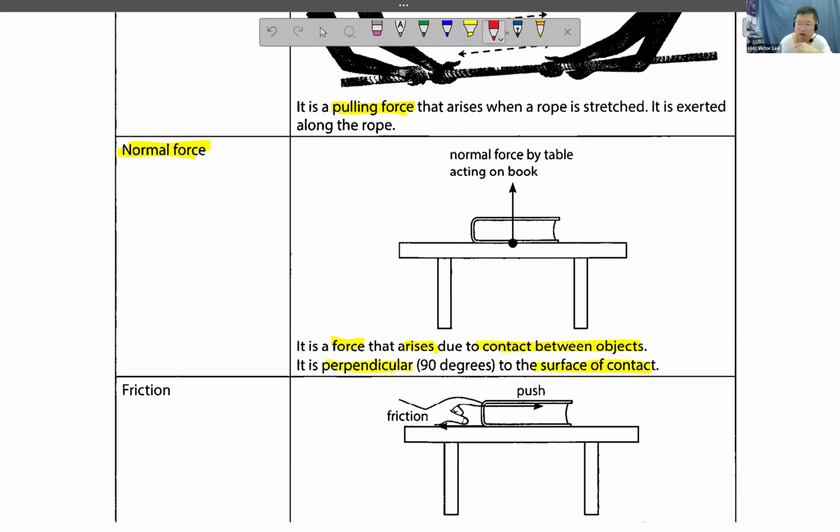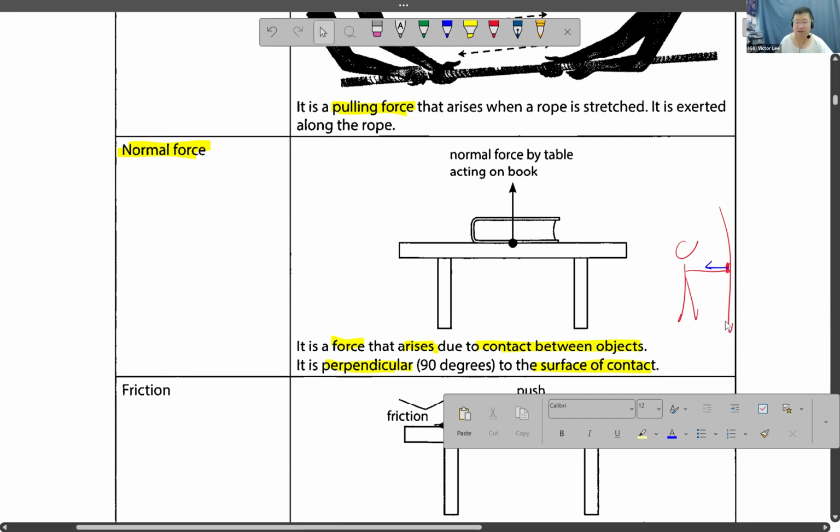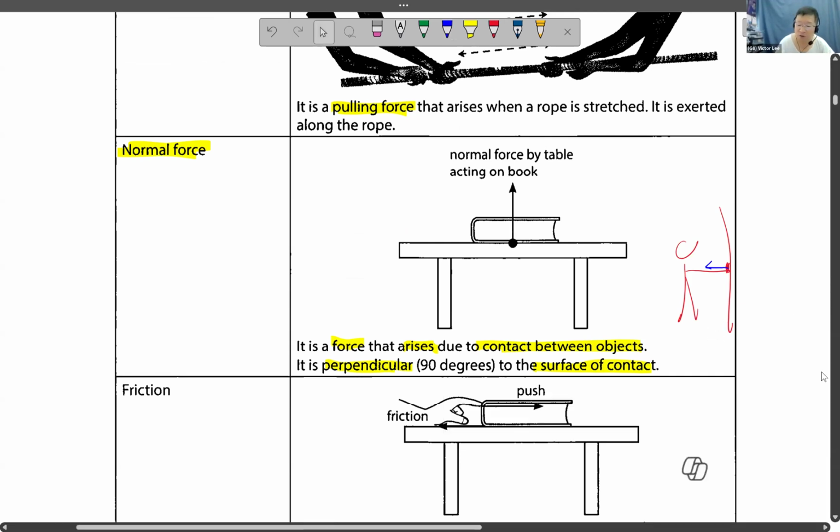So likewise, when you have a wall and your hand pushes against the wall, what is the normal force? The normal force will be this. See that? It's always perpendicular to the force that you're acting on a surface. So if you're standing, the normal force is here on the leg, vertically up. So it's always perpendicular to the surface of contact.